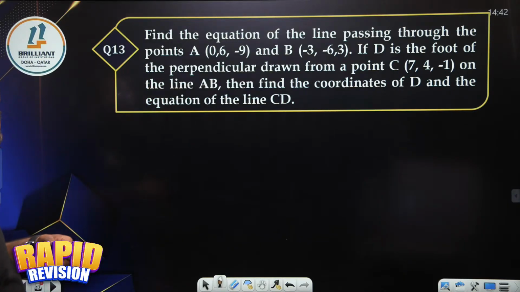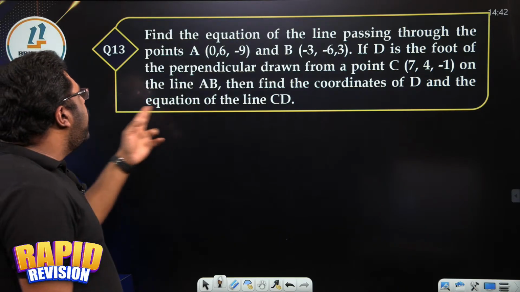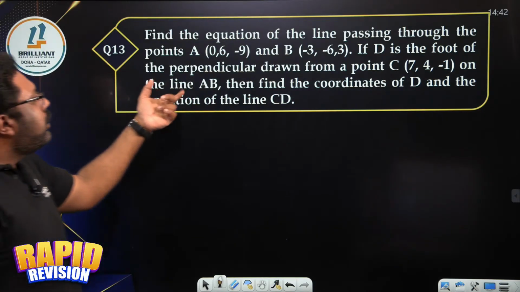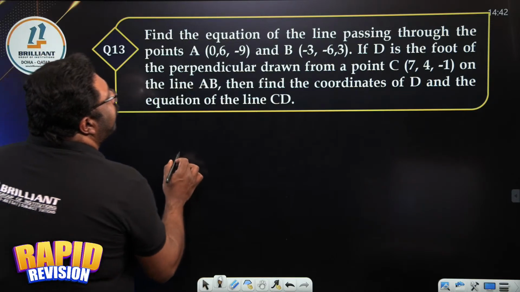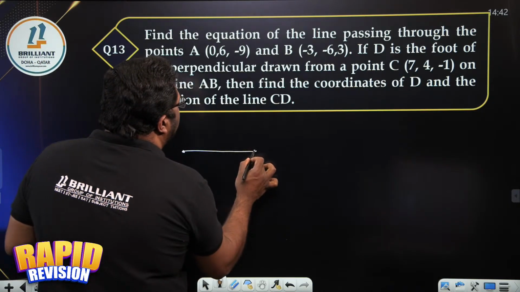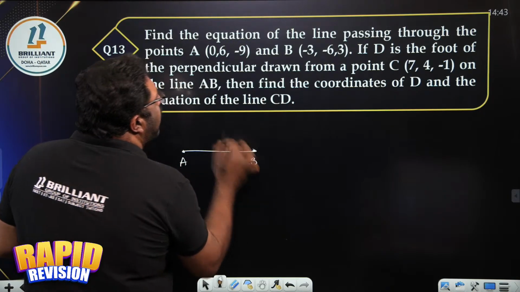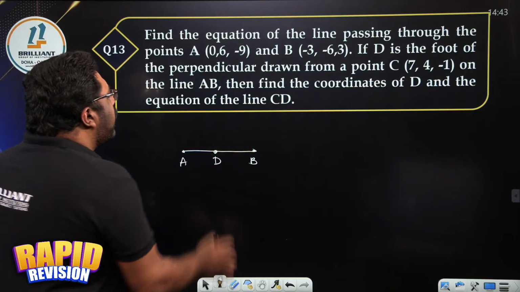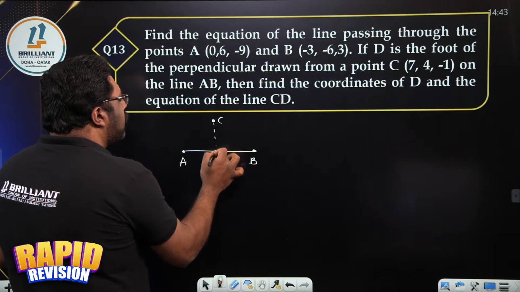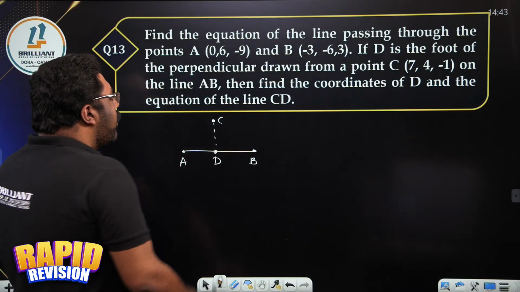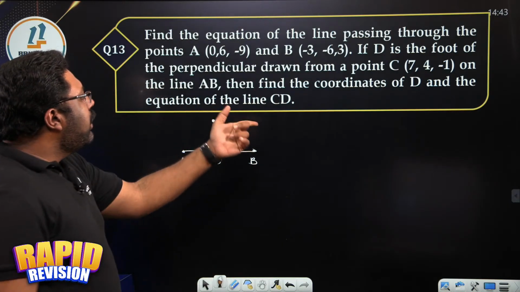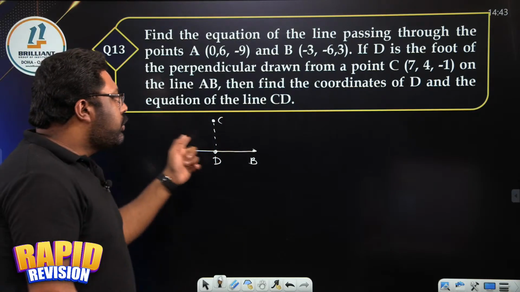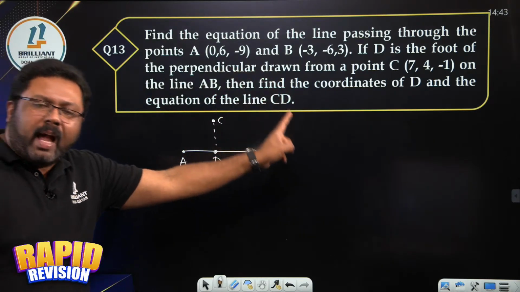Find the equation of the line passing through the points A, B. D is the foot of the perpendicular drawn from the point C on the line AB. Then find the coordinates of D and the equation of CD. It's about finding the foot of the perpendicular on AB. Find the equation of the line joining A and B. Straight, same question, practice it.